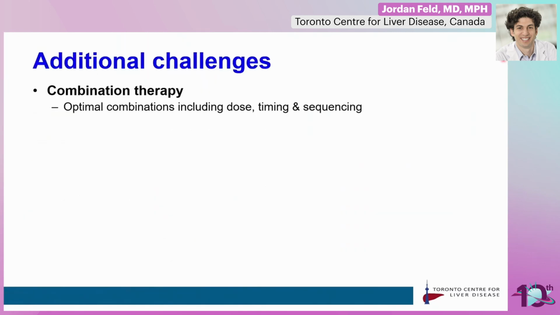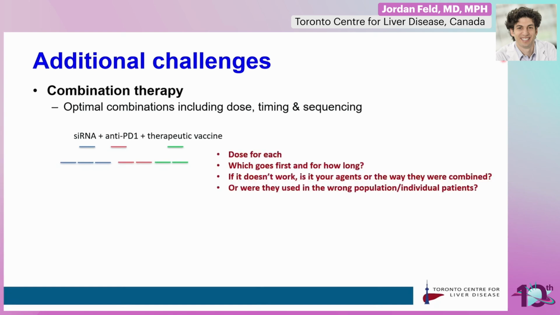Additional challenges are that we're going to combine therapies. So then you have to mix in dose timing and sequencing. So if you take the classic paradigm of an siRNA, anti-PD-1 and a therapeutic vaccine, you might think about doing a few doses of siRNA and anti-PD-1 and then followed by the therapeutic vaccine.